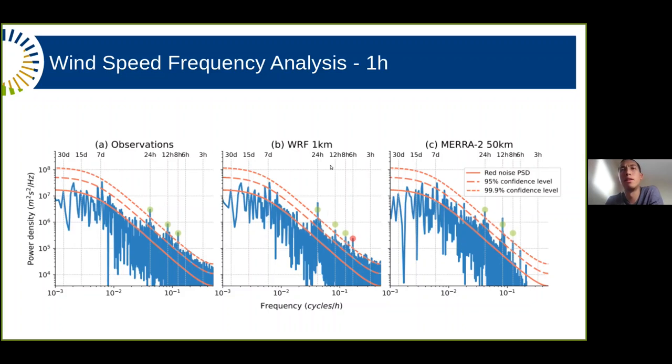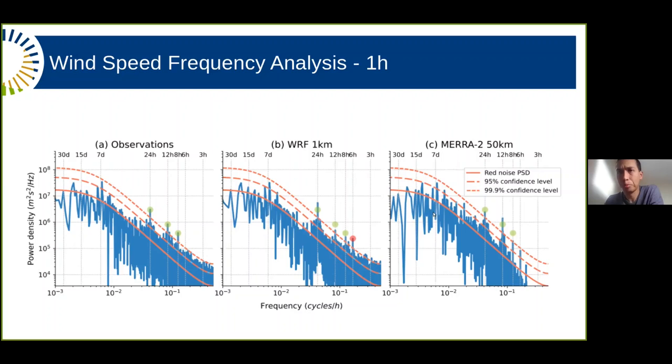Also for WRF, here I only illustrate the smaller grid, but in all grids of WRF it has this extra component at 6 hours. We hypothesize that it is due to the retrieval of boundary conditions every 6 hours. Maybe this is affecting this periodicity. But anyway, we get a similar reproduction of the periodicities. The models are also able to reproduce a slight gap that is between 7 days and 24 hours.